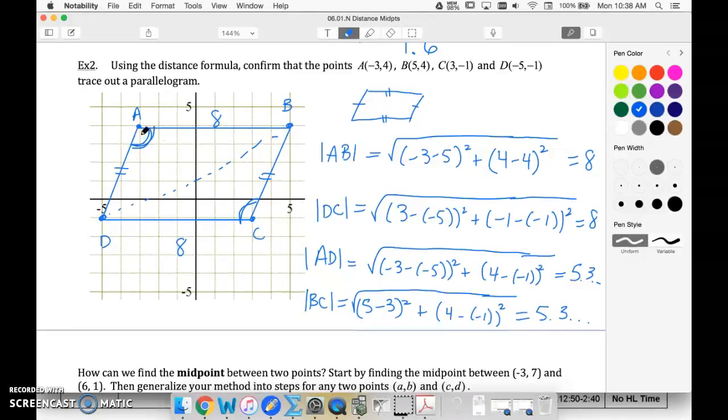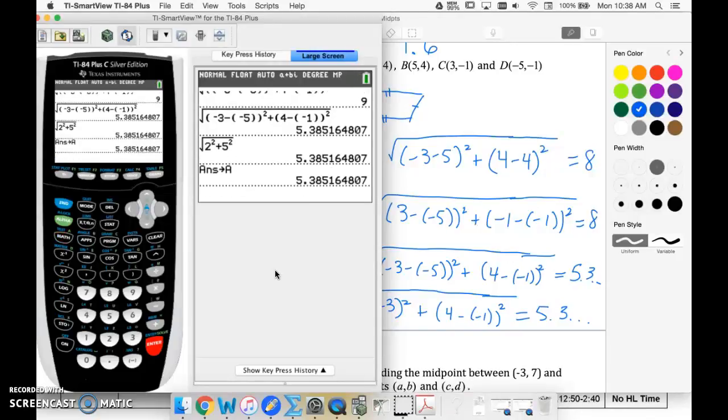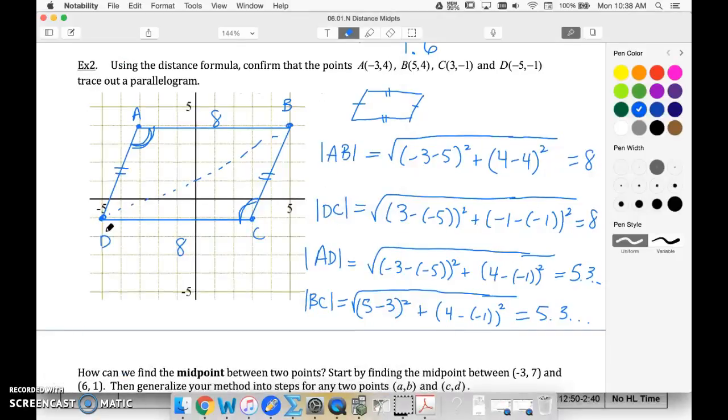So I know the length of AB was 8. I know the length of AD was the square root of this, which was about 5.3. So let me go back to my calculator. Hopefully I still have that. I sure enough do. So I'm going to store that. Store. I'm going to call that A. Okay. And now, if I can find the length of this, then I could use cosine rule.